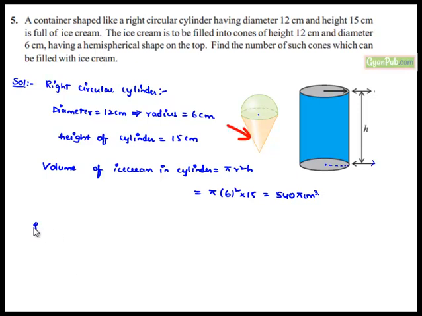Now for the cone, the diameter is given as 6 centimeters. So now the radius will be equal to half the diameter, that is half times 6, which is 3 centimeters, and the height of each cone is given as 12 centimeters. Now the height of the complete cone is 12 centimeters with the hemisphere placed on it. So for the cone, the radius is 3 centimeters and the height is 12 centimeters. If you consider the cone ice cream here, it has a cone separately and a hemisphere placed on it. So the complete volume of the ice cream is obtained by adding the volume of the cone and the volume of the hemisphere.